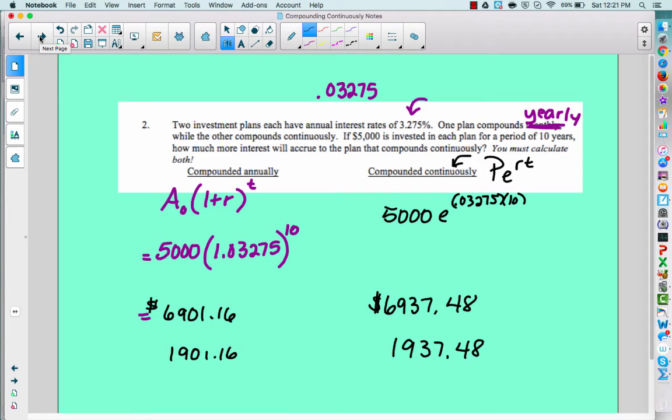All right, so hopefully you get the idea of using the compound continuously formula, Pe to the rt. In class tomorrow, you guys are going to be practicing on the additional questions in your packet.